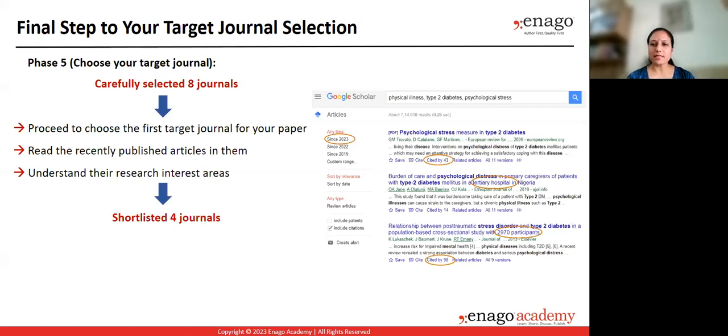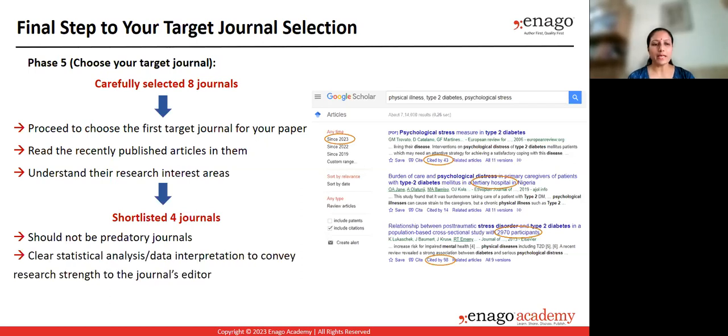Based on all these assessments, we now shortlist 4 journals. At this point, it is very important for you to ensure that none of these journals are predatory journals. Also, please maintain a clear statistical analysis and data interpretation to convey the research strength clearly to the journal's editor.